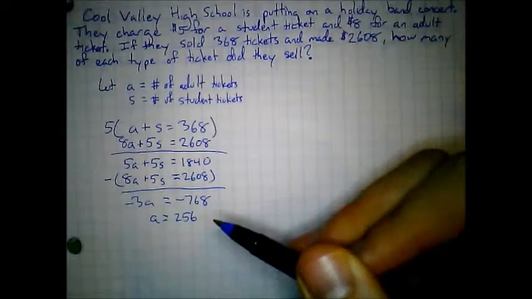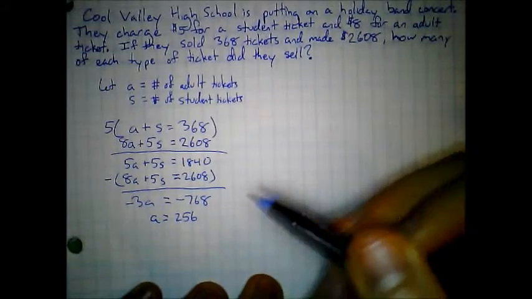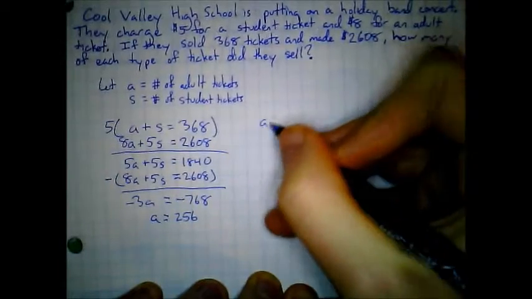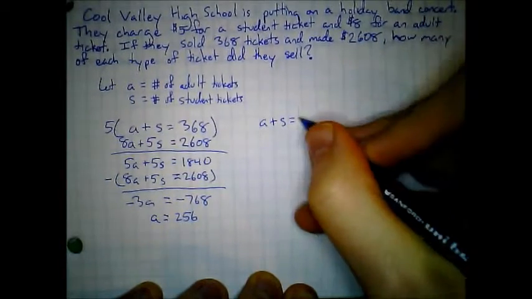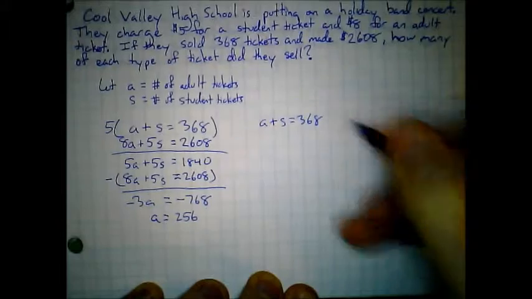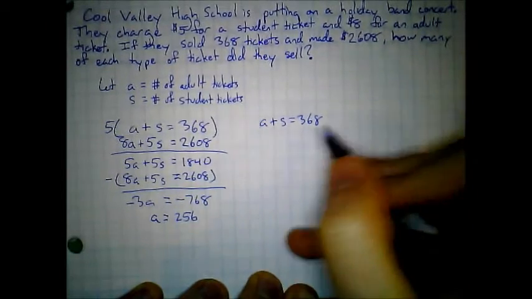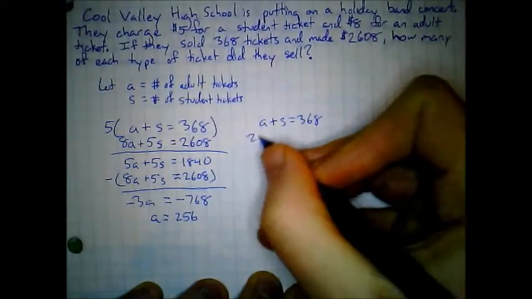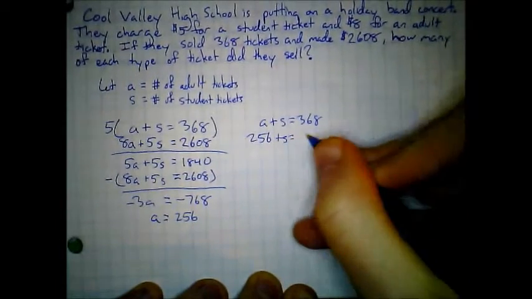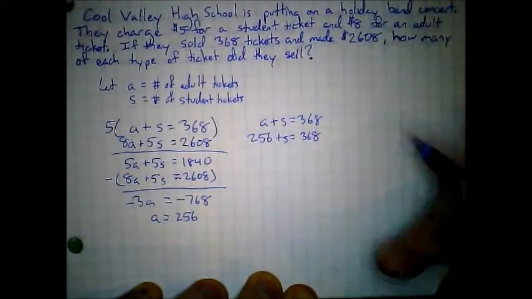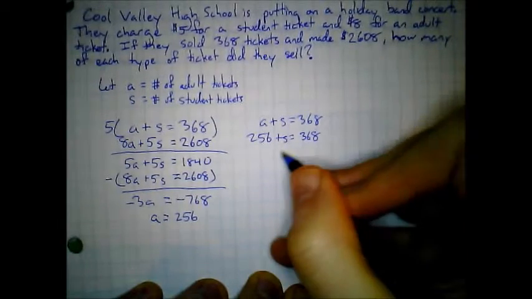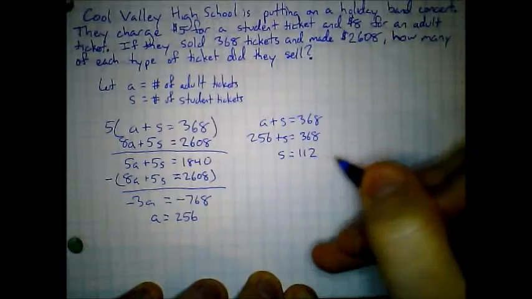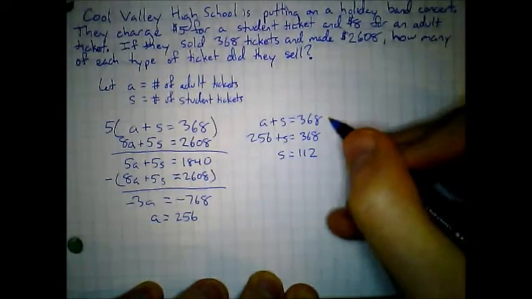So we need to go back and figure out, well, now how many student tickets did they sell? Well, again, intuitively, they sold a total 368 tickets. That's what this equation says. They sold a total 368 tickets. So if they sold 256 adult tickets, that means the rest of the tickets had to be student tickets. So we're just going to do 368 minus 256, and we get the number of student tickets they sold is 112.